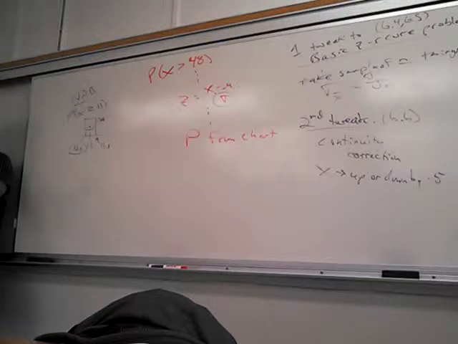Why do we do that weird thing? Because we're trying to use a normal distribution for something that's not continuous. We have to correct for that. That's why that's there, and it makes that approximation better than it would have been.